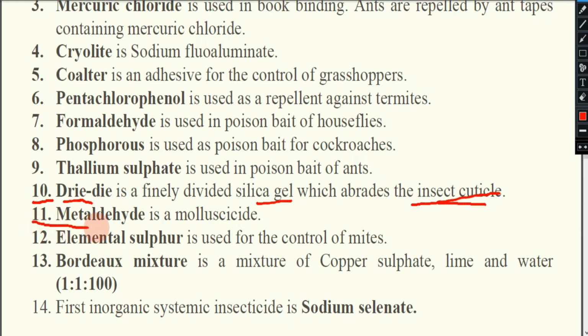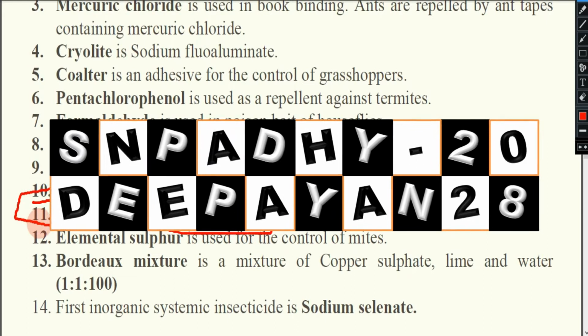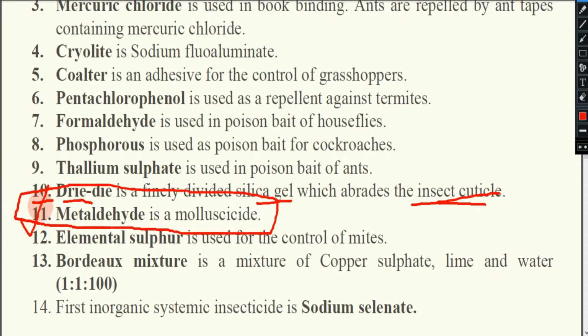Then this one is very important. Metaldehyde is an effective molluscicide. It will come in the exam definitely. If asked to give one example of a molluscicide, that will be metaldehyde. Similarly, next is elemental sulfur. These sulfur compounds are generally fungicides. Then acaricides, again they are insecticides. Acaricides means those which kill the Acarina, that means mites. Those are your acaricides, elemental sulfur.